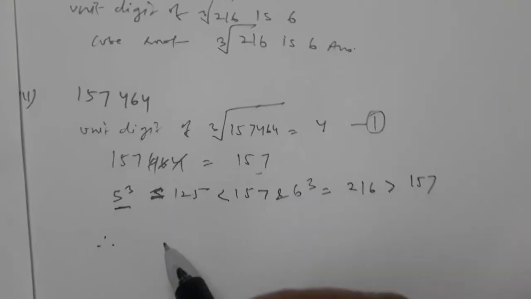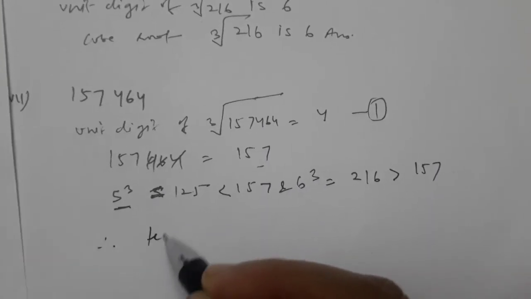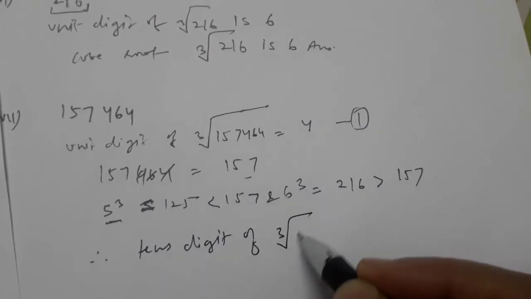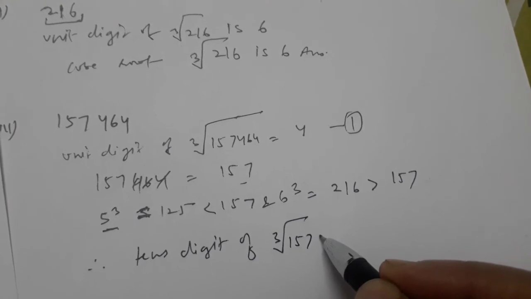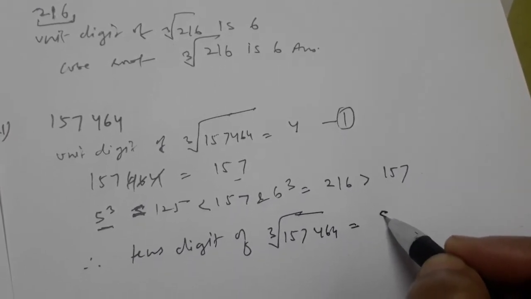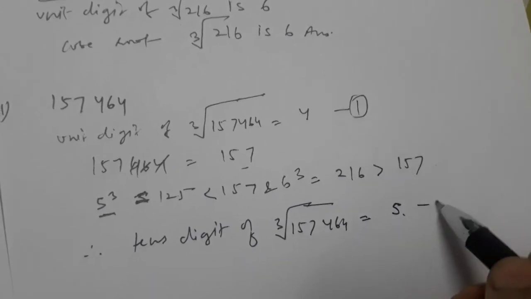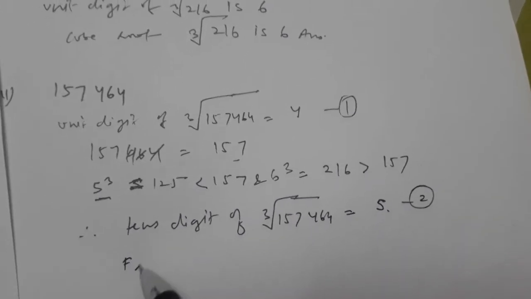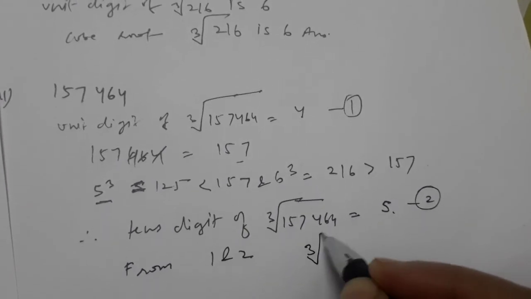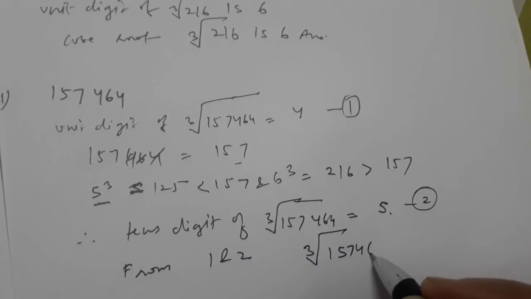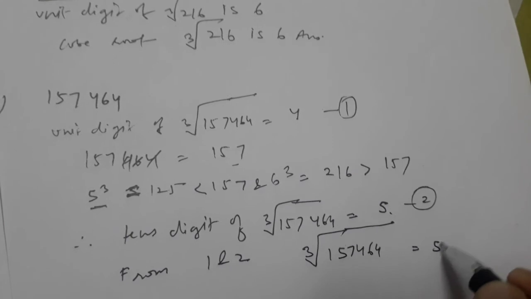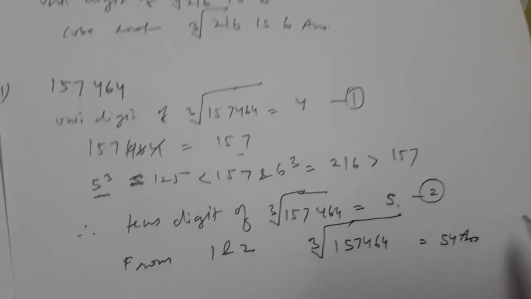Therefore the tens digit of the cube root of 1,57,464 is what? Is 5. It will become our second statement. So from 1 and 2, the cube root of 1,57,464 would be 54, which is our answer.